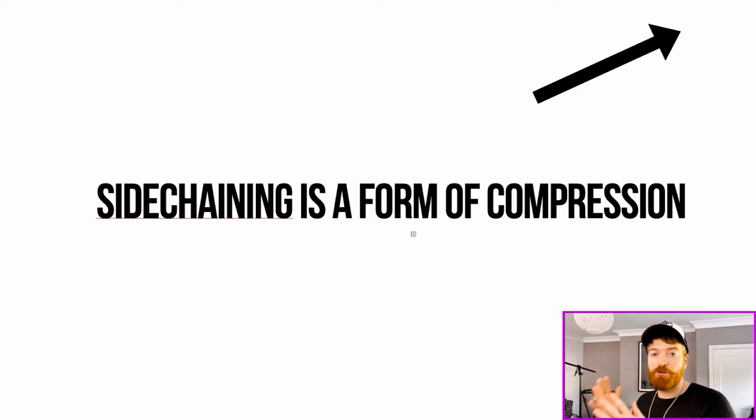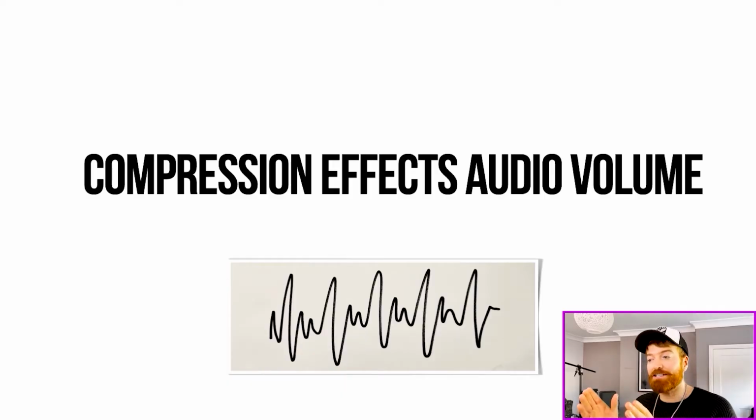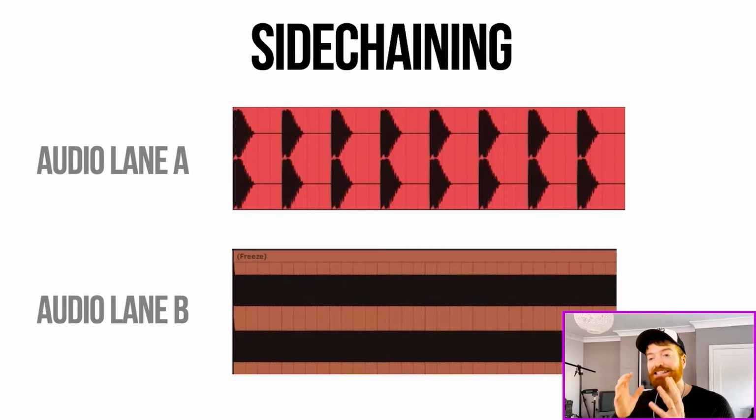So, the first thing I need to explain to you is sidechaining is a form of compression. Just in case you have absolutely no idea what compression is, I'll leave a link to another video where I've explained it up here. However, for this demonstration, all you really need to know is compression affects audio volume. That's all you need to know, okay? Now, sidechaining is an interesting form of compression. Say we've got two lanes, audio lane A and audio lane B. What we're doing with sidechaining is we might say to audio lane B, every time audio lane A makes a sound, we want you to turn the volume down.